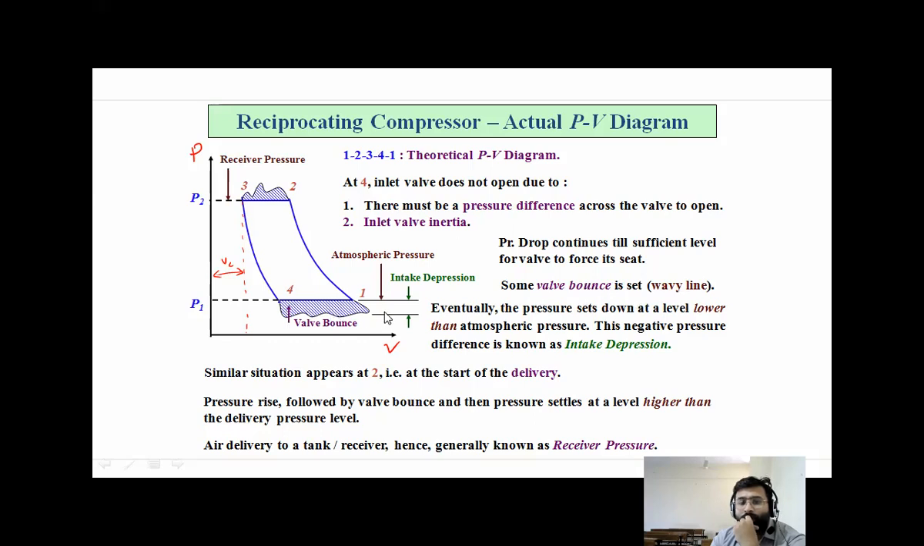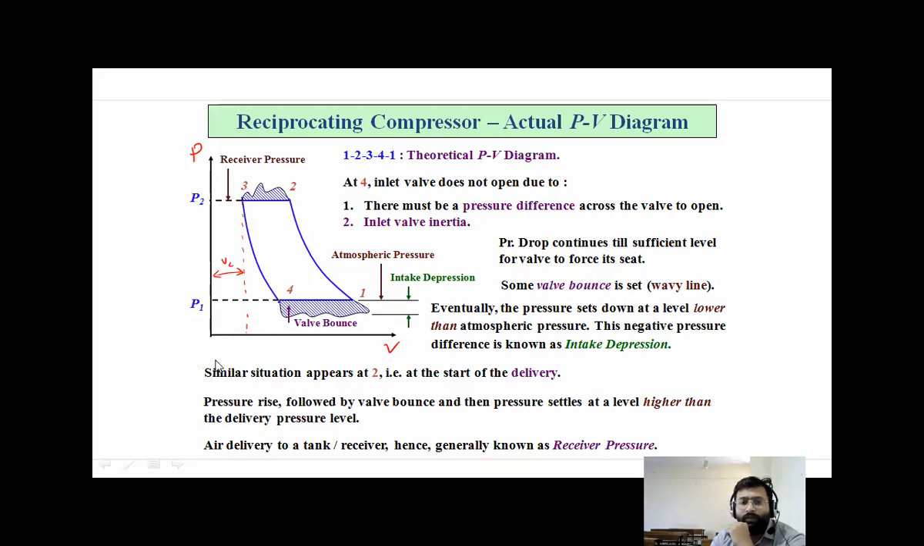There is this wavy line observed. Eventually, the pressure settles down at a level lower than the atmospheric pressure. So this is lower than atmospheric pressure. The negative pressure difference is known as intake depression. So this vacuum, whatever is generated, is called intake depression.